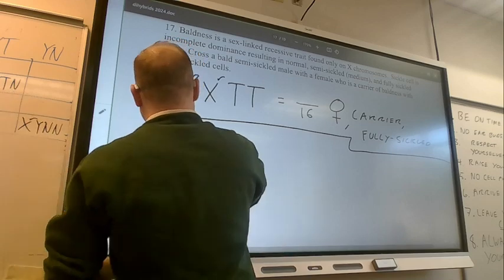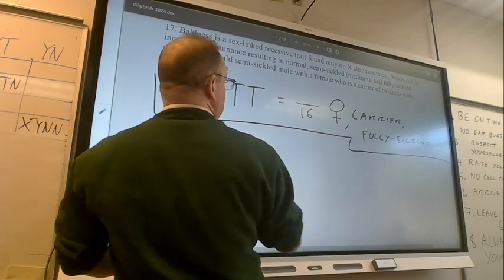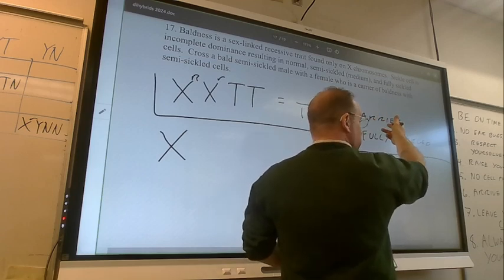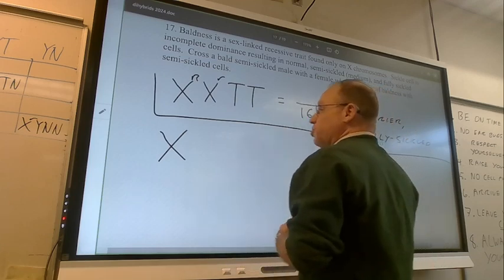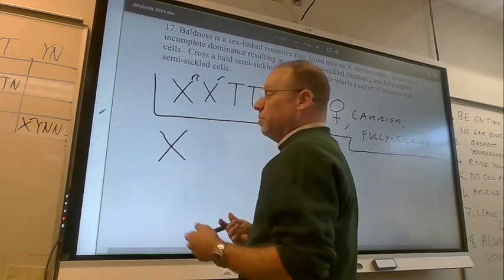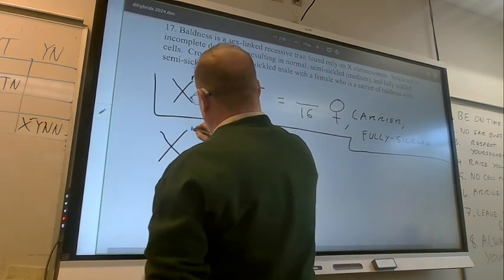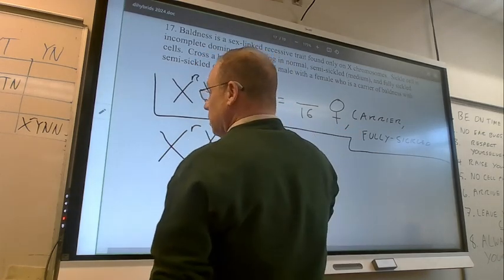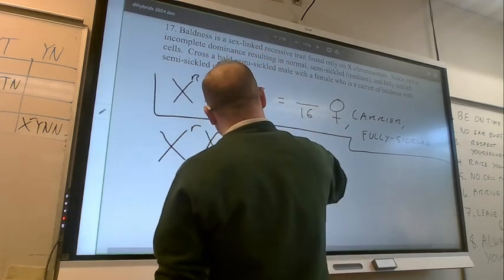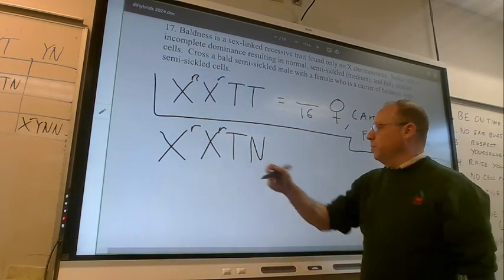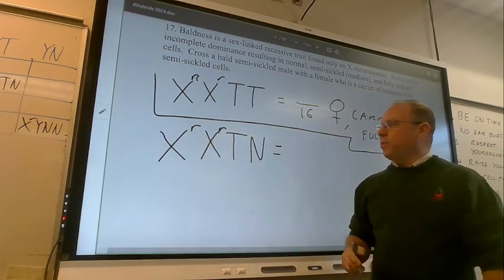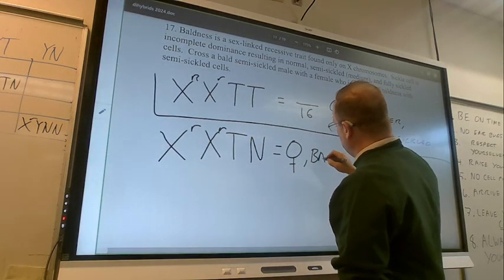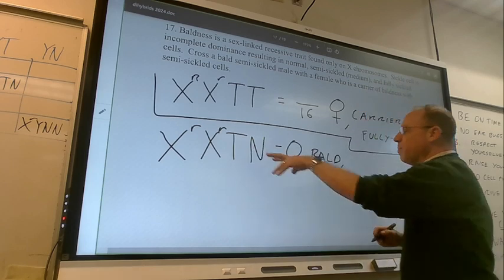It's a carrier, so we know she has hair, but she's also showing that she's carrying the baldness gene. Let's do this one. Mr. Saban, I'm gonna do 3 more samples. Here, she is female. She bald. Female, bald, bald, and semi-sickled.